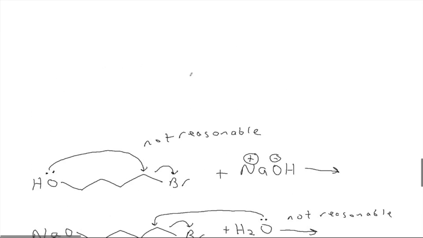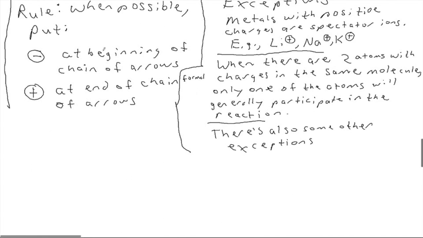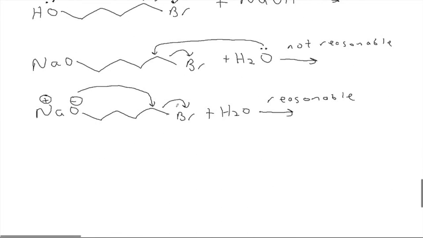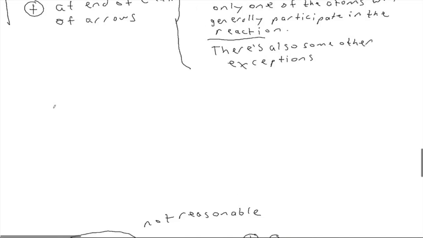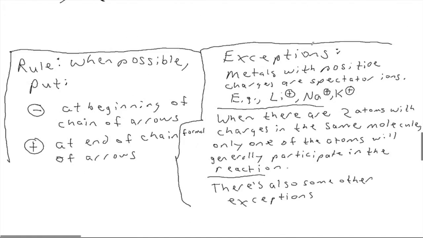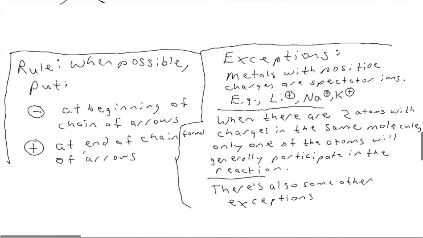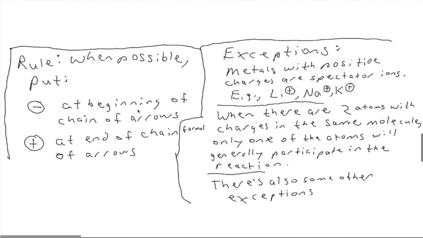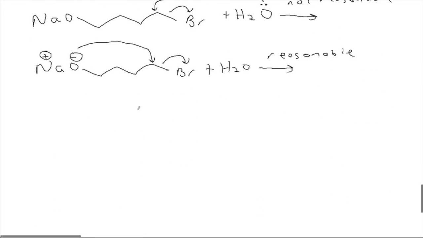Well, remember, we only put the arrows ending on a positive charge if possible. Here there are no positive charges for the arrows to end on. Of course, there's a positive charge on the sodium, but we know that sodium is just a spectator ion. So we're only going to put the positive charge at the end or a negative charge at the beginning when it's possible. In this case, that would not have been possible. Okay, good.